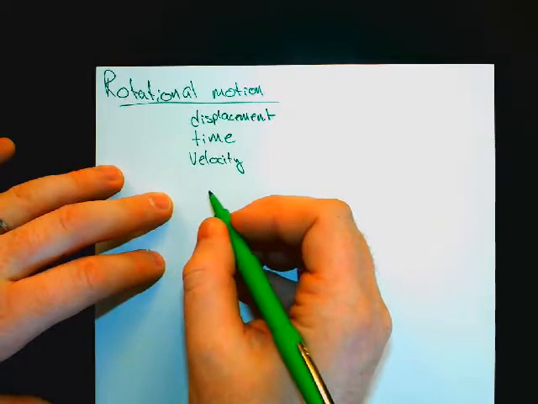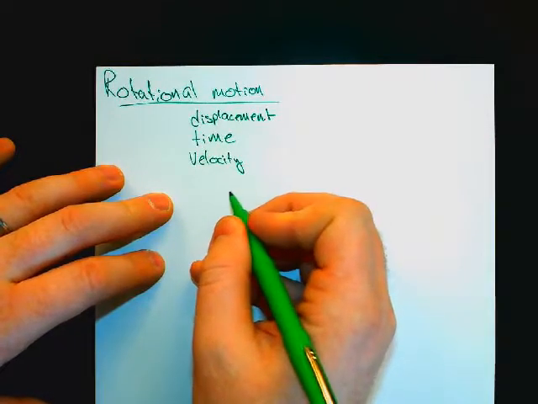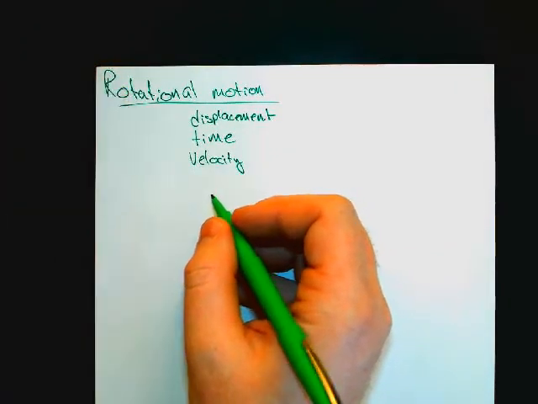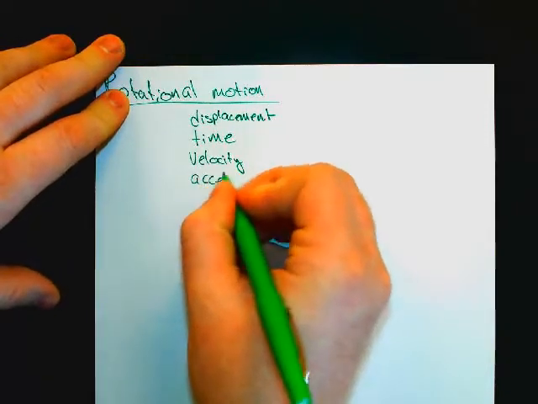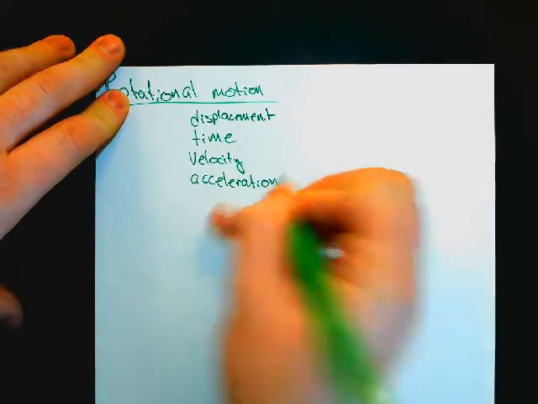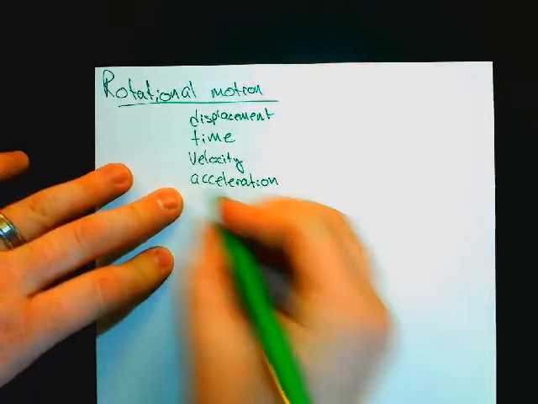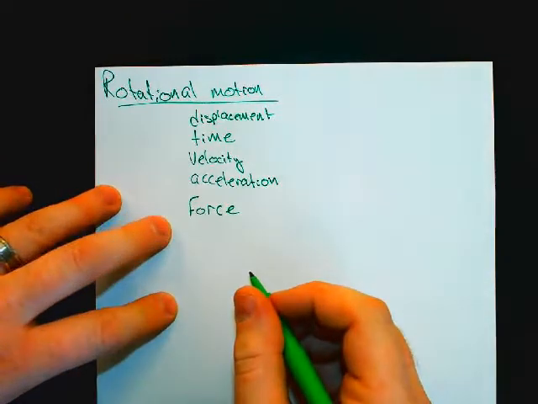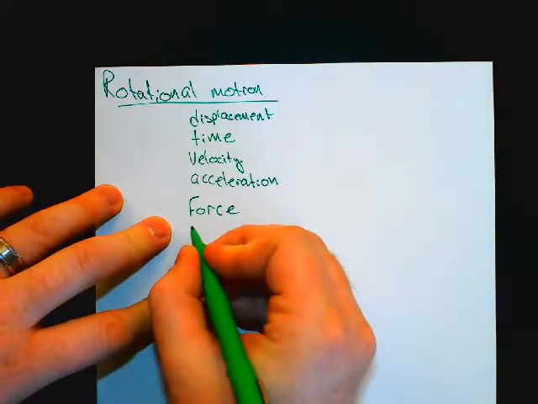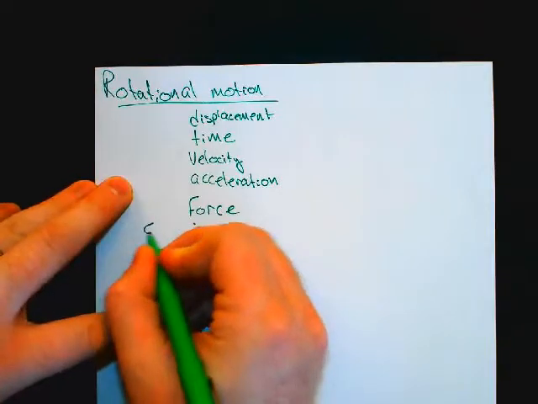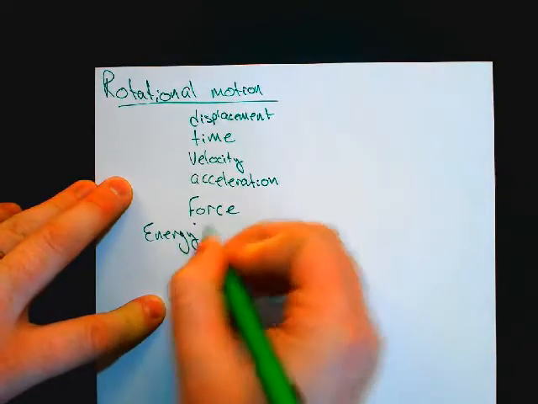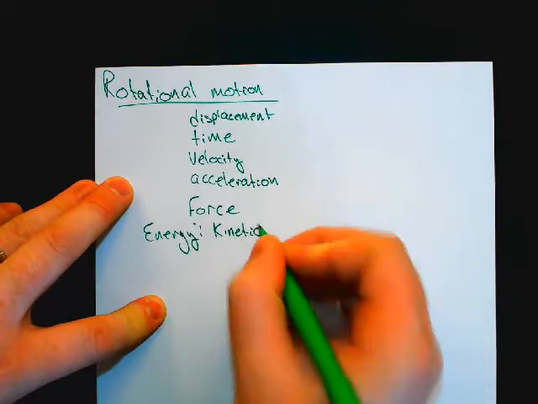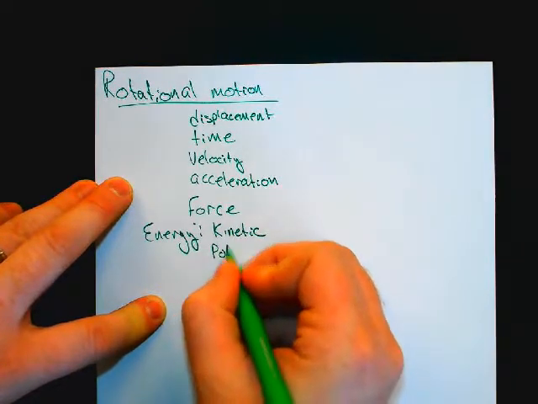What else? What do we start calculating from there? Variables. I want variables. Acceleration, okay? What was next? Force. Okay, after we covered forces. Energy. All right, so we had energy, and we had a few different types. We had kinetic energy. We also had types of potential.